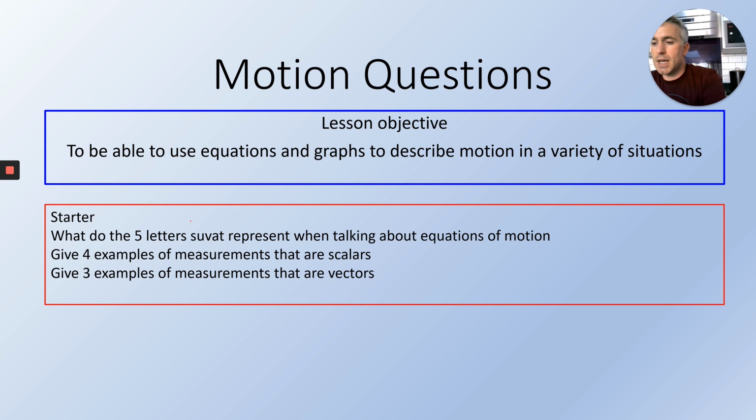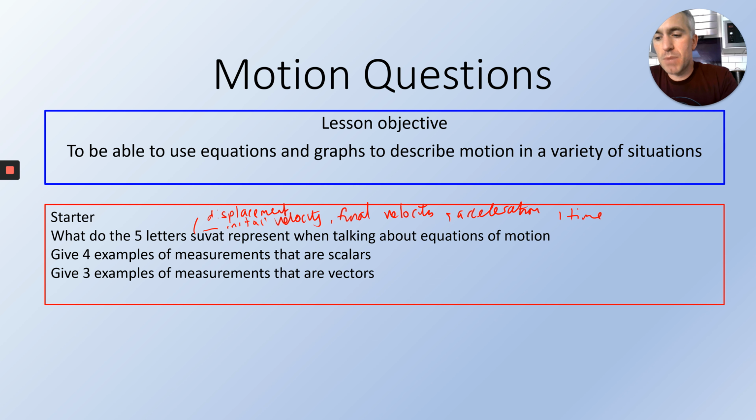For the SUVAT, S is displacement. U, initial velocity. V is final velocity. A is acceleration. And T is time.